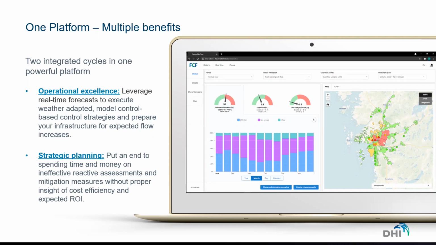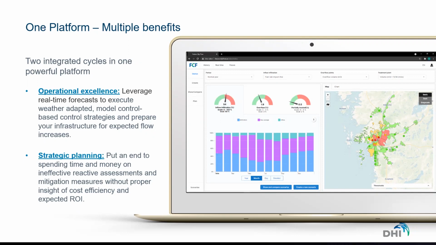But obviously, it's a whole lot more. We also use weather forecasting, we use real-time sensor and gauge data, and we use a hydrological and hydraulic model to predict inflows and loads to the collection system. This is then integrated in 2 operational cycles.